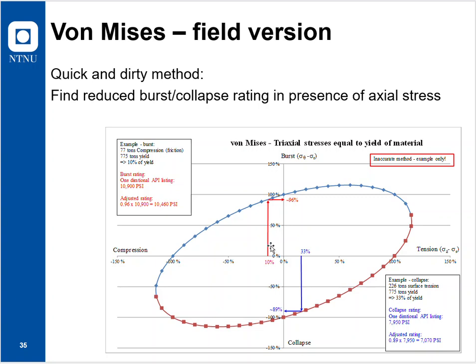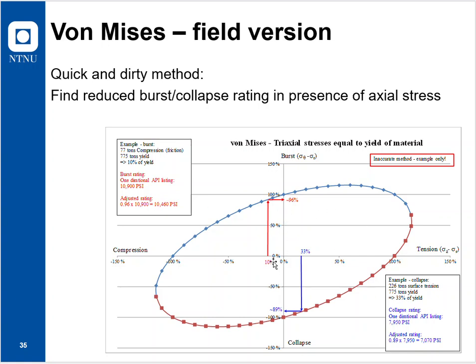Basically, this method is based upon understanding the yield. So if you have some sort of actual stress and your yield is, well, the actual stress is 10% of the yield, it means that you reduce your burst rating by the same percentage.